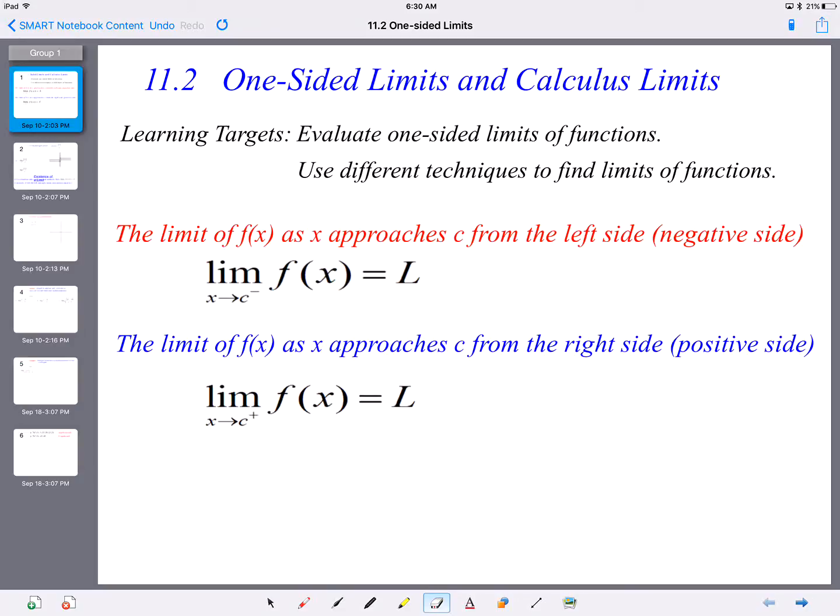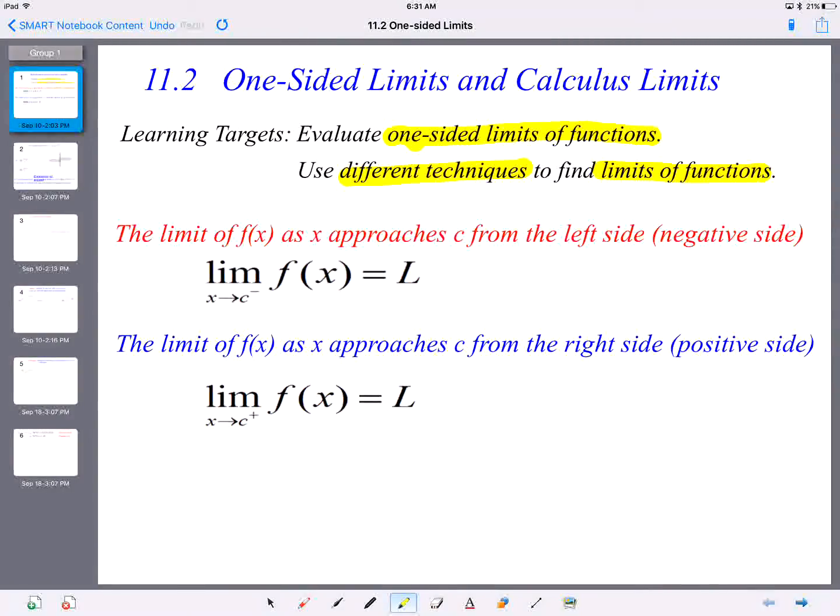Welcome to section 11.2, one-sided limits and calculus limits. We're going to evaluate one-sided limits. Yesterday we talked about how a limit didn't exist unless it approached the same value from both sides. And then we'll also learn a little bit more of the algebra side. We're going to learn different techniques to find limits of functions. So those are our two things that we're going to focus on.